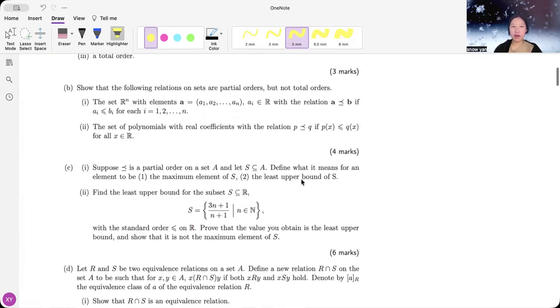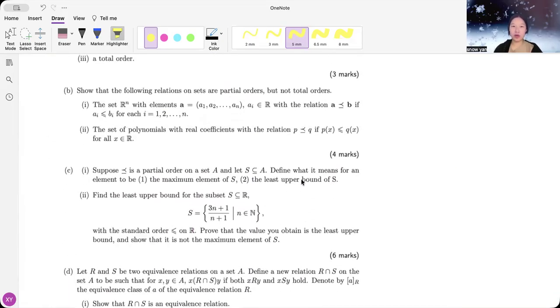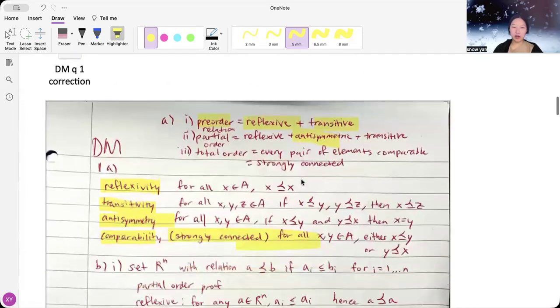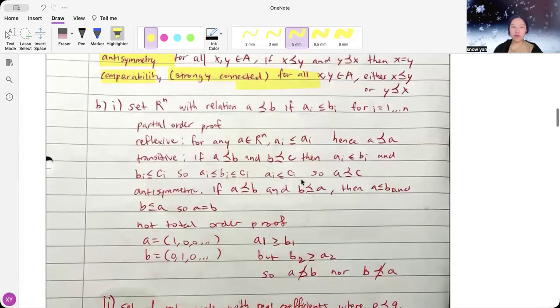Okay, for part b(i), we have to show that the following relations on sets are partial orders, but not total orders. The set R^n with elements A equals A1 all the way to An, with the relation A precedes B if Ai is smaller than or equal to Bi for each i from 1 to n. For this, we're going to have to do it in two parts. The first part is proving that it's a partial order, and the second part is proving that it's not a total order.